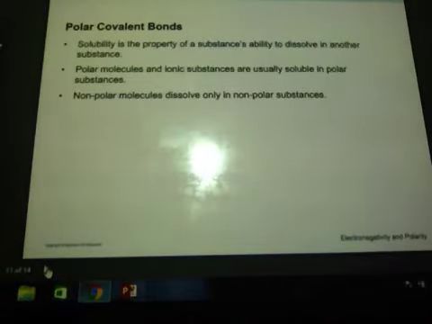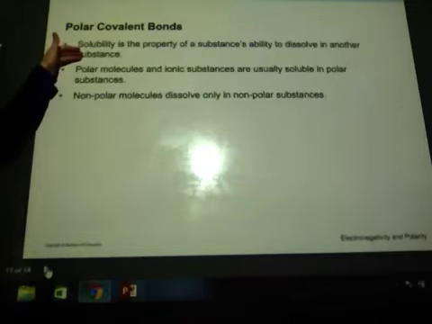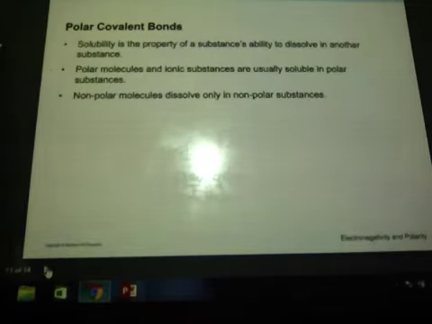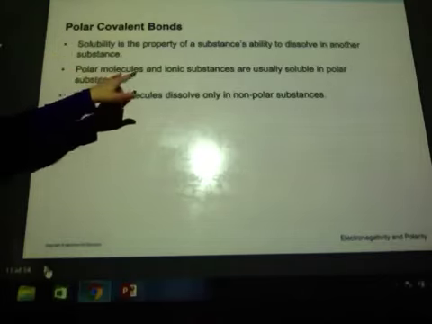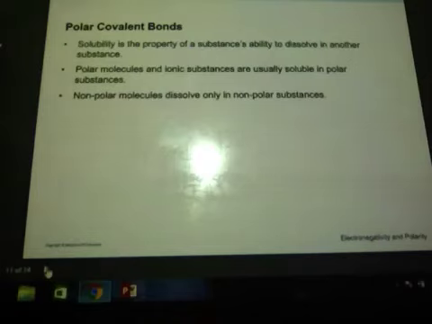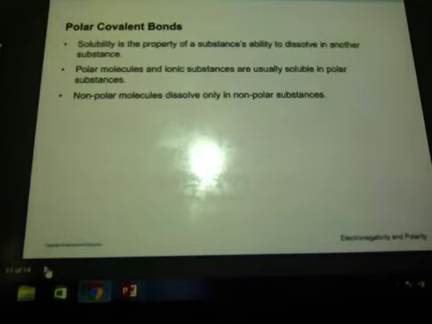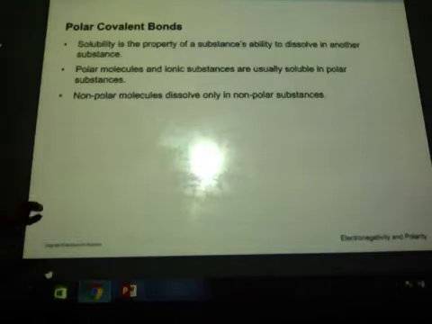And this is very important with solubility. I already said water is the universal solvent. You wash clothes in water. We make food and ingredients with water. Water dissolves a lot of different things. So solubility is one property: a substance's ability to dissolve in another. Polar molecules and ionic substances are usually dissolvable in each other because they both kind of have charges. Like dissolves like.